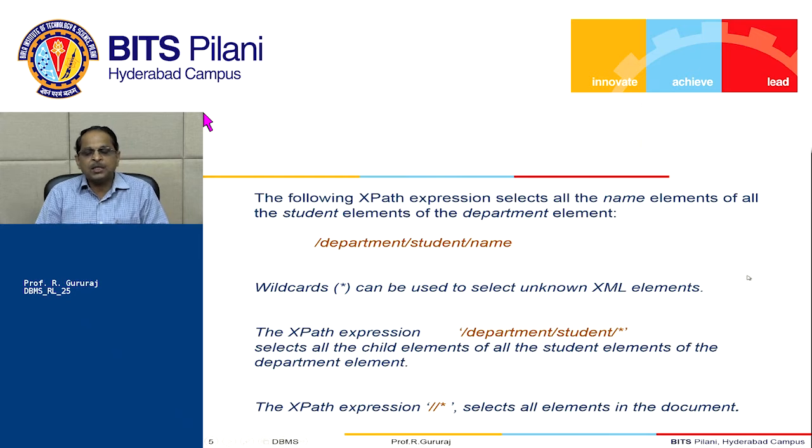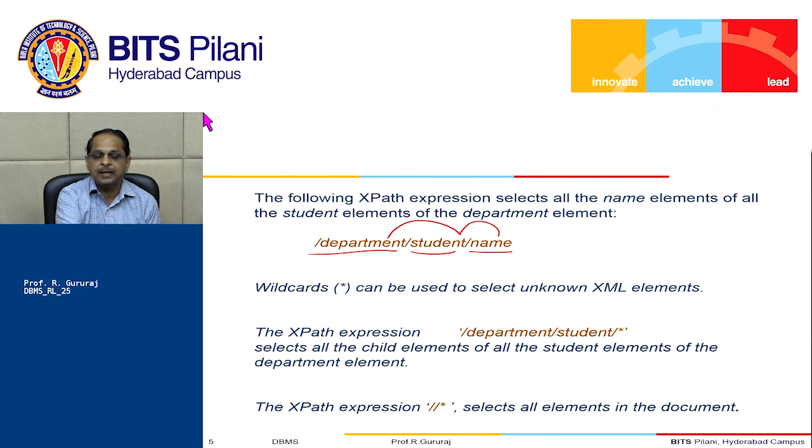The following XPath expression selects all the name elements of all the student elements of the department element. So if you look at this, department is the root, under that you have a student element, and this indicates name is under the student element. Student is under the department element. And this XPath expression actually selects all the name elements which are part of the student element, which are part of the department element.